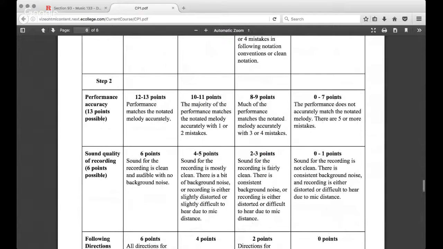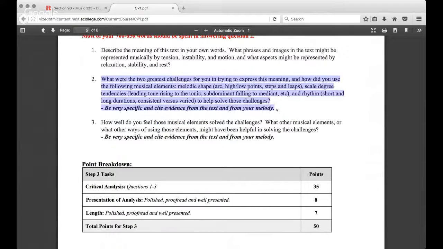One thing I want to point out is one of the questions, I think it's question 2. Not in the rubric, but actually the questions. In some ways, we ask you to talk about the meaning of the poem. So what were the two greatest challenges for you in trying to express this meaning? And how did you use the following elements?